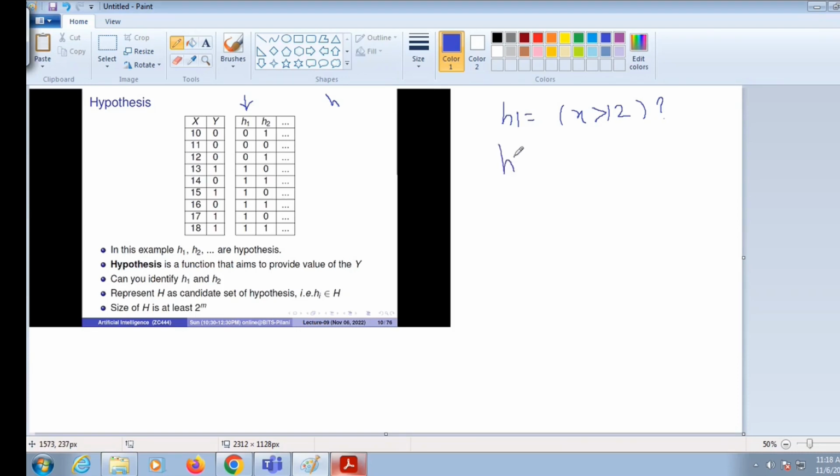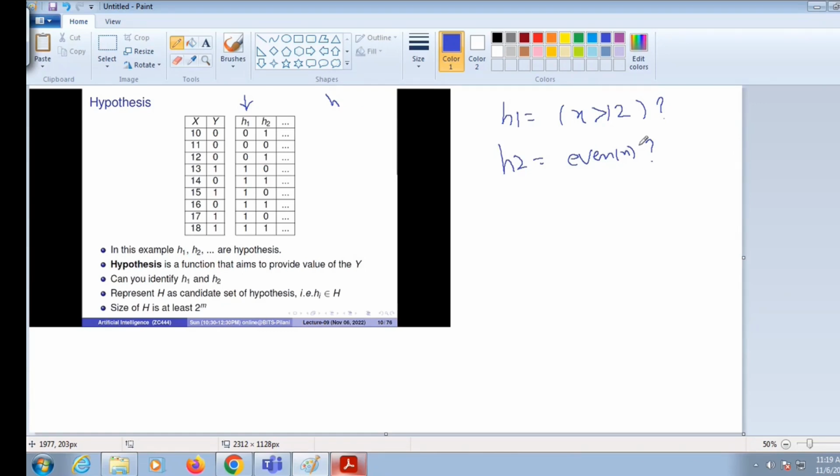Yeah. Similarly, what is h2? 1, 0, 1, 0. This is this kind of function. When it is 10, it is 1. When it is 12, it is 1. So is it even or not? Okay. This is what the function is.